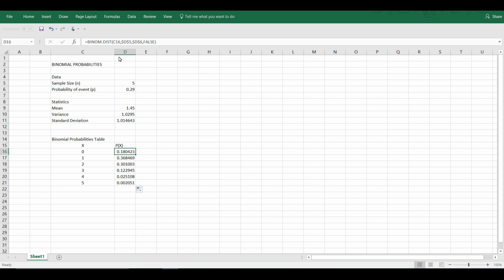But that only works because I had relative cell references for each of these C16 through C22, but D5 and D6 were absolute cell references. And so that is called a binomial distribution. And then we can create a cumulative distribution as well, and let's see what that would look like.